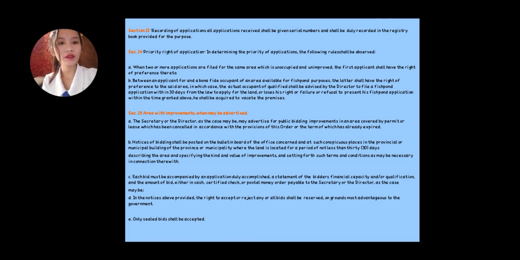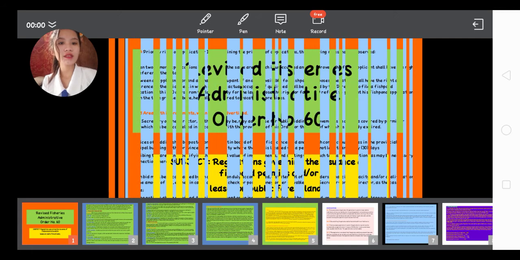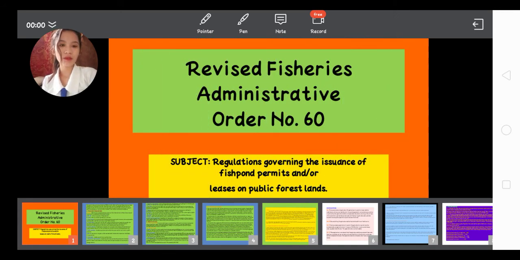This is the continuation of the reporting about the revised Fisheries Administrative Order number 60. Subject: regulations governing the issuance of fish pond permits and or leases on public forest lands.